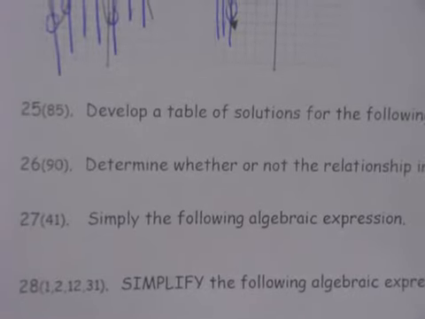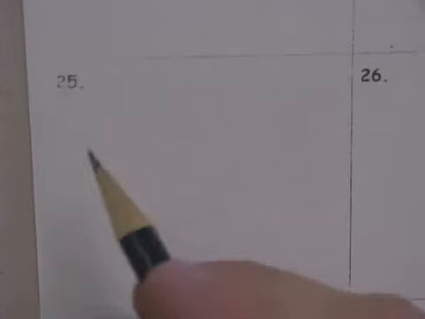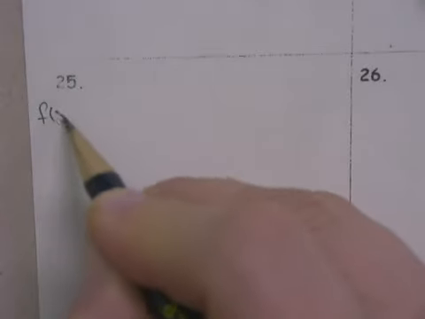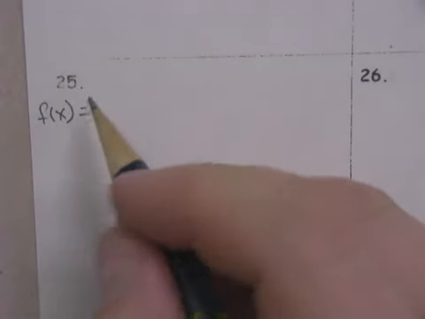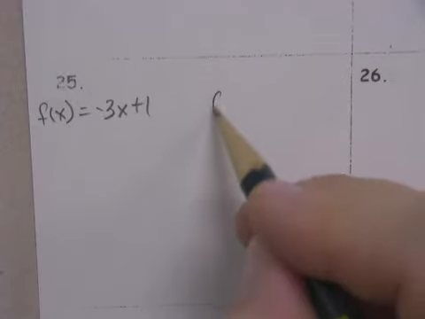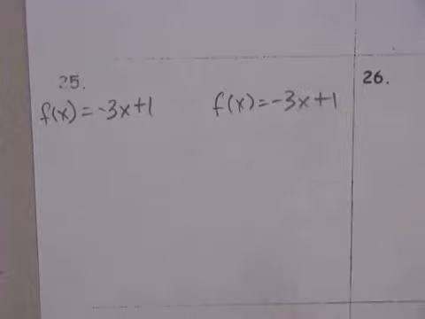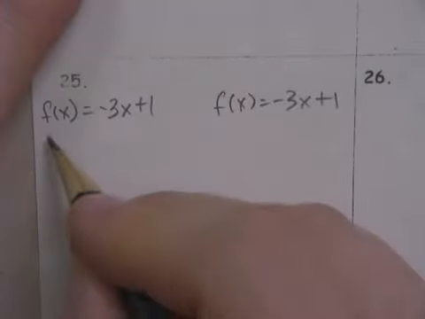So 25 says develop a table of solutions for the following relationship. And there it is. So let's find box 25. Keep in mind you have to do two equations, so you have to squeeze this in. You have to manage your room very carefully here. So squeeze these guys in. So f of x equals negative 3x plus 1. All right. So let's choose some easy values.